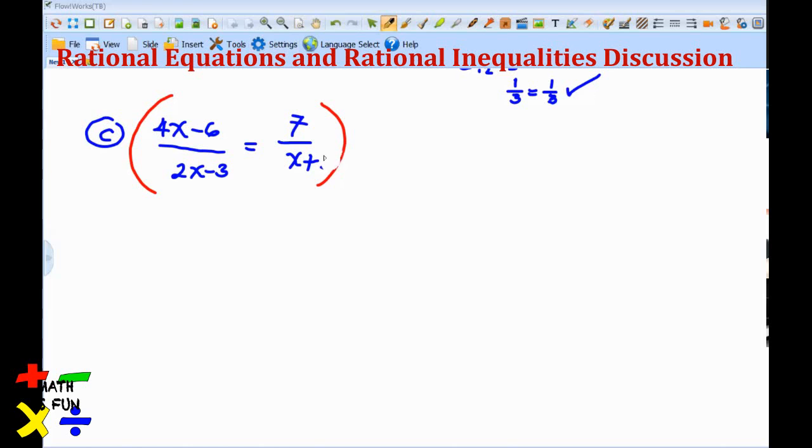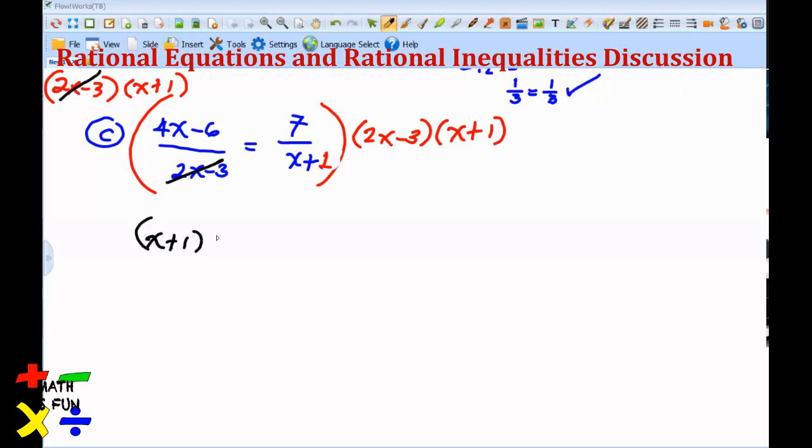Okay. So we will multiply both sides by 2x minus 3 and x plus 1. Okay, so when we do that, we cancel this when we multiply. Then multiply x plus 1 times 4x minus 6. Or we can cross multiply, there's no problem. Is equal to this to be canceled, and then 7 multiplied by 2x minus 3.